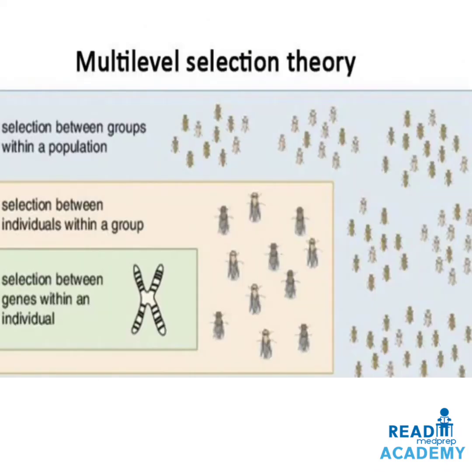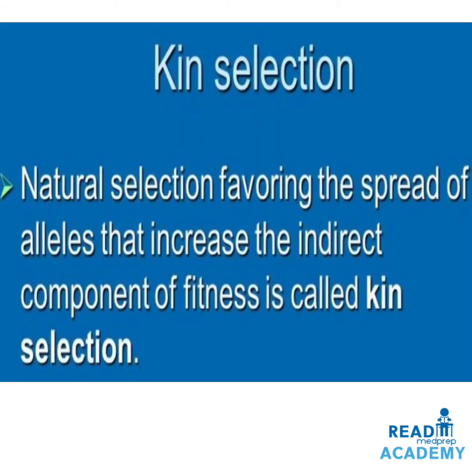Here in this you can see the multi-level selection theory, where the selection between the groups within a population is done. Later the selection occurs between the individuals within a group, and the selection between the genes within an individual occurs. Now what is kin selection?